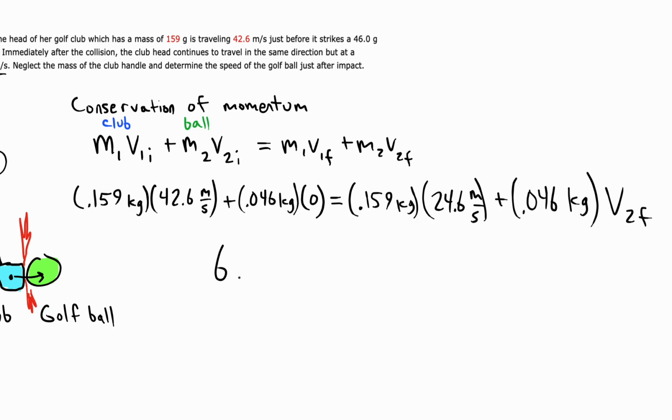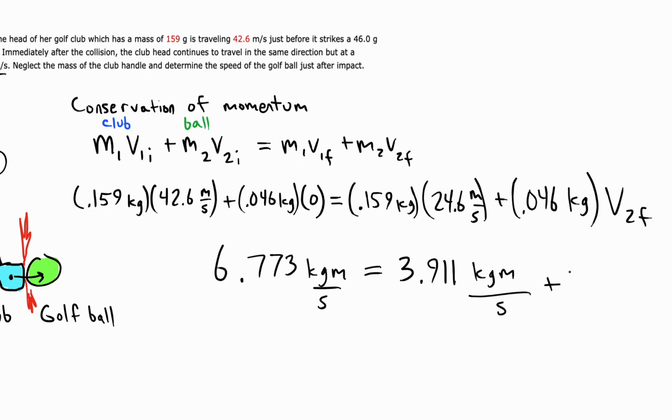So the initial momentum of the system was all due to the swinging of the golf club. It had 6.77 kilogram meters per second of forward momentum. But after the collision, the momentum of the club had slowed down to 3.911. And according to the idea of conservation of momentum, the ball must have picked up the rest of the momentum.